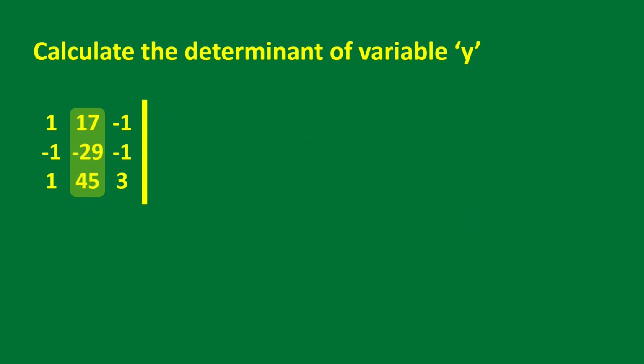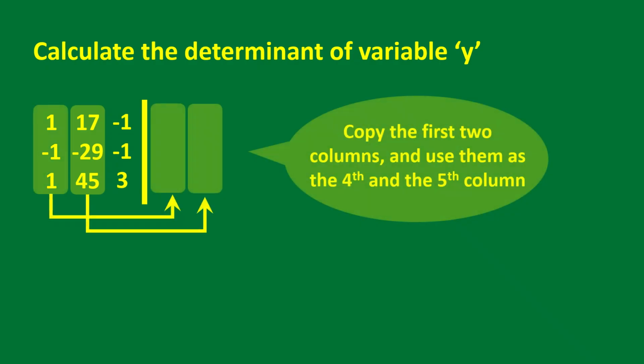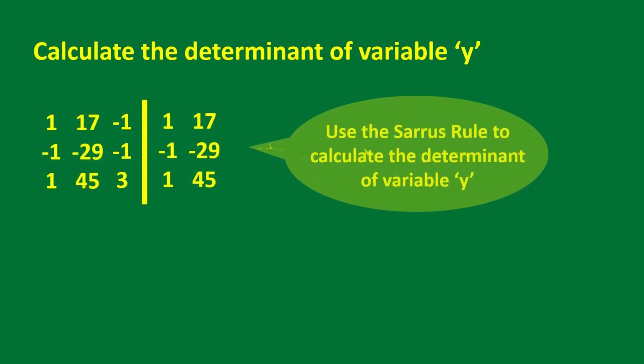As you can see here, we have replaced the y coefficient column with the result coefficient column. And then we need to copy the first two columns of the matrix and use them as the fourth and the fifth column respectively. Then we are now ready to calculate the determinant of variable y. Again, I'm using the Sarrus rule to calculate the determinant of variable y.